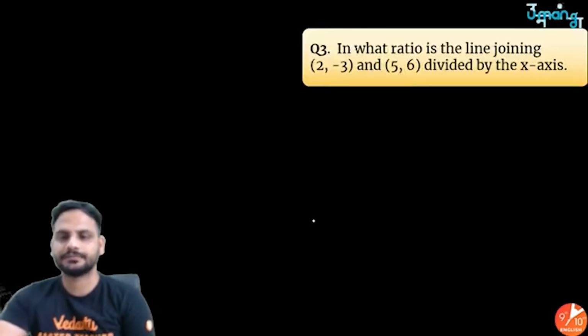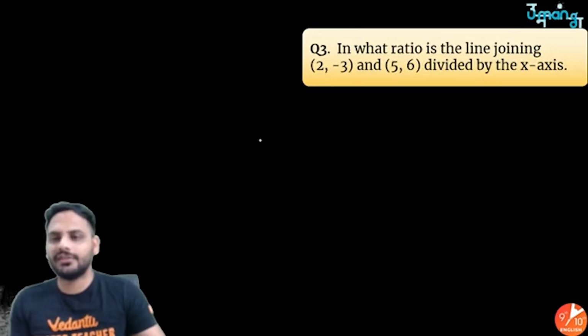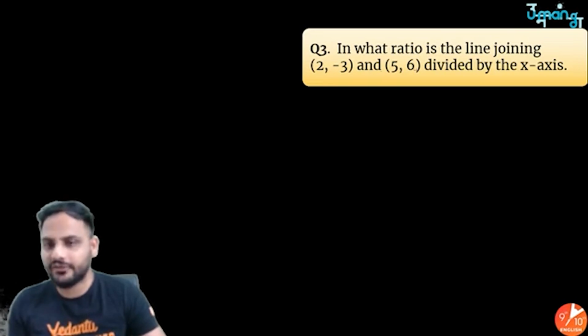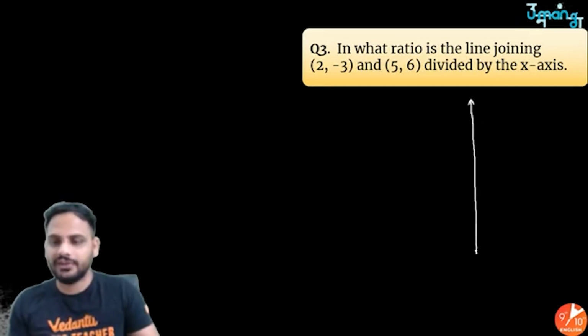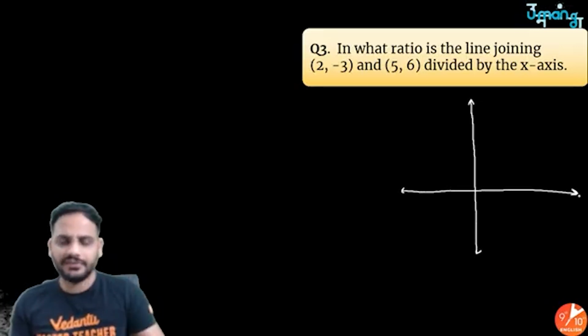Next question. In what ratio is the line joining (2, -3) and (5, 6) divided by the x-axis? Let's just visualize this question first. Visualize karo. Later we will solve this. Easy hai, but let's visualize this part first.